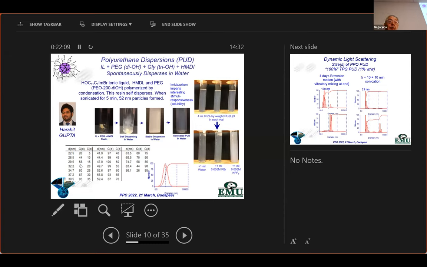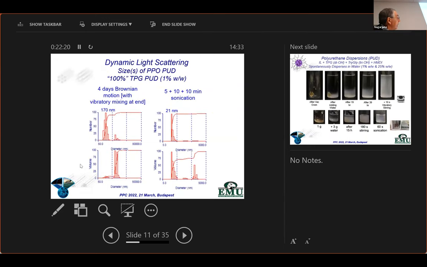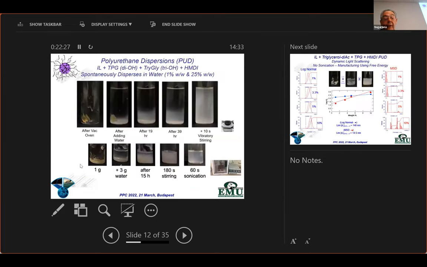Okay, so this is a key feature for certain applications, which you'll see examples of later. Okay, so here's an example of, I'm gonna skip this slide. I thought I got rid of it. Now here's an example showing how we make 1% as well as 25 weight percent dispersions spontaneously. So this is 1% in water. This is 25% in water.